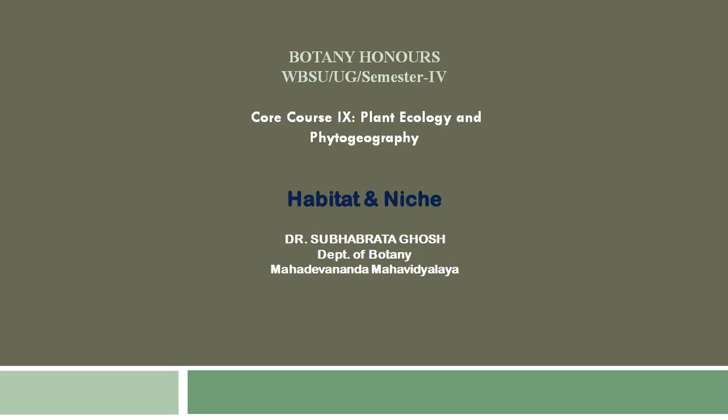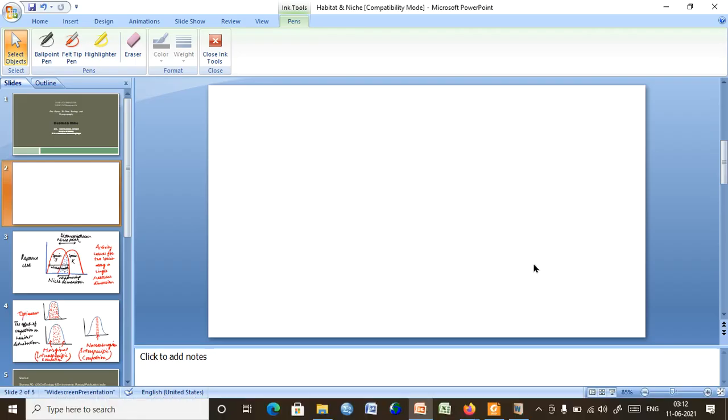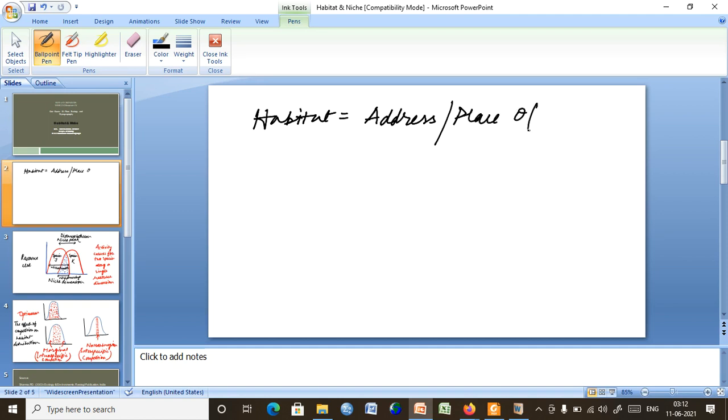Welcome. Today I'm going to share some basic ideas on habitat and niche. Habitat, as the name implies, is a place or address where we can encounter an organism. So, a habitat is the address or place of location.